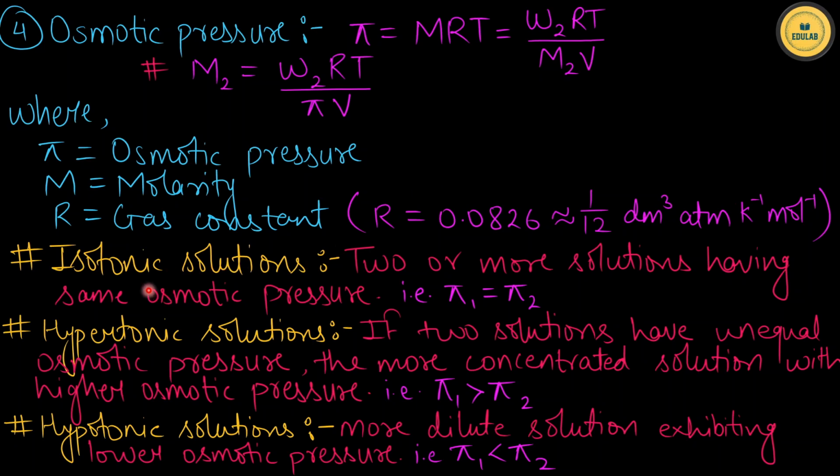Next one is isotonic solution. In isotonic solutions, two or more solutions have the same osmotic pressure, that is pi 1 is equal to pi 2. Hypertonic solution says that if two solutions have unequal osmotic pressure, the more concentrated solution has higher osmotic pressure, that is pi 1 is greater than pi 2. And next is hypotonic solution, the more diluted solution exhibiting lower osmotic pressure, that is pi 1 is less than pi 2.